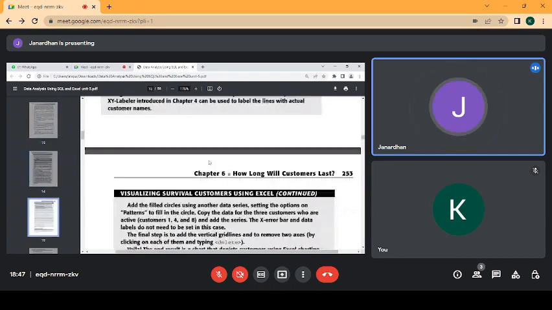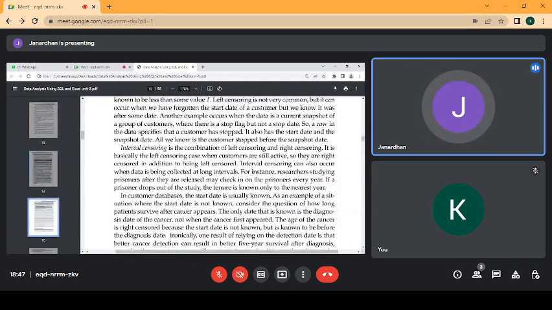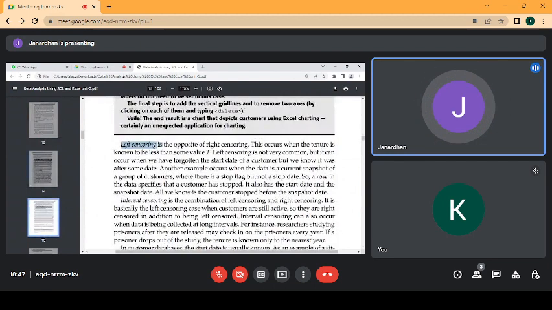Right. Next one is left censoring. This is the second type of censoring. Left censoring is the opposite of right censoring. This occurs when the tenure is known to be less than some value t. టీ కన్నా ఎక్కువ రోజులు ఉన్నవాళ్ళు రైట్ సెన్సరింగ్ అంటారు. టీ కన్నా తక్కువ రోజులు ఉన్నవాళ్ళు లెఫ్ట్ సెన్సరింగ్ అంటారు.